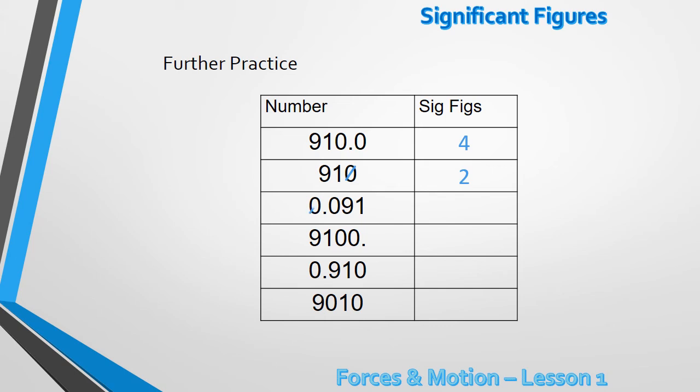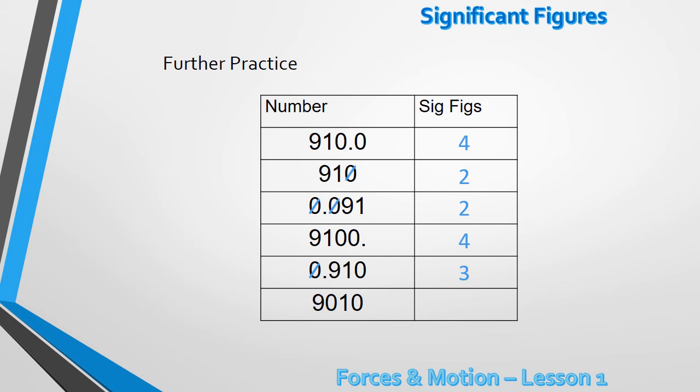Zeros before a number are never significant, so that leaves me with 2 significant figures. Zeros at the end are significant when we have a decimal, so 9,100. When there's a decimal, those zeros are significant, and I have 4 significant figures. 0.910. Zeros in front are never significant. The 0 at the end is significant because there is a decimal, so I have 3 significant figures.